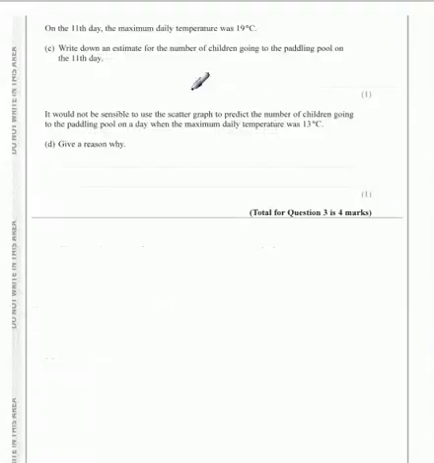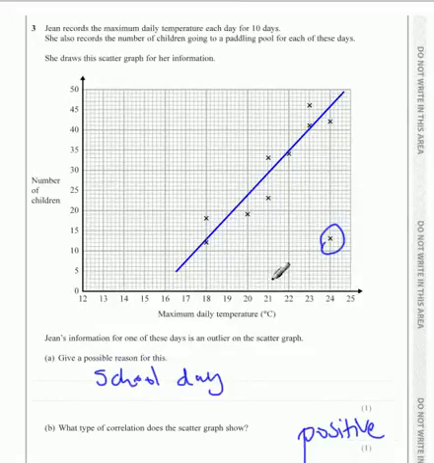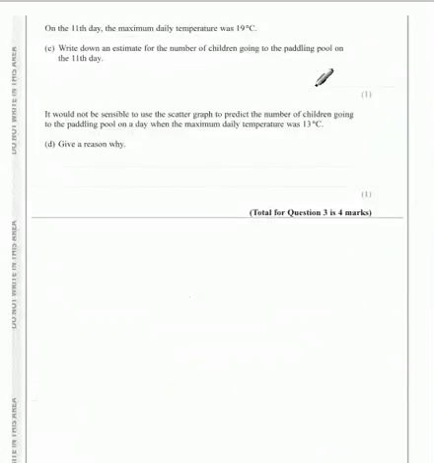Okay, final parts on this question are asking what is an estimate for the number of children going to the paddling pool on this day. So the temperature was 19. If we go back to the graph, we're going to look at where the temperature is 19 and then go across to find the number of children there. So on my graph here it's 18. You do get a bit of leeway with that depending on where you drew the graph. So look at the mark scheme for that.